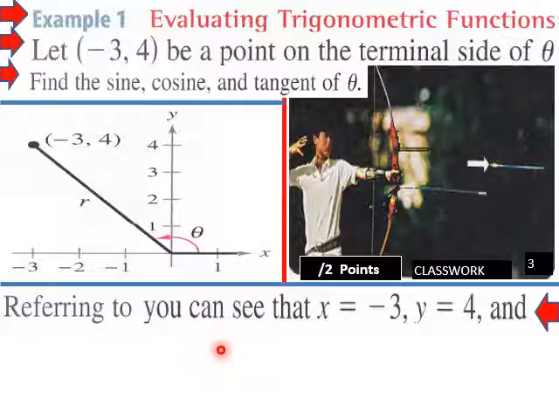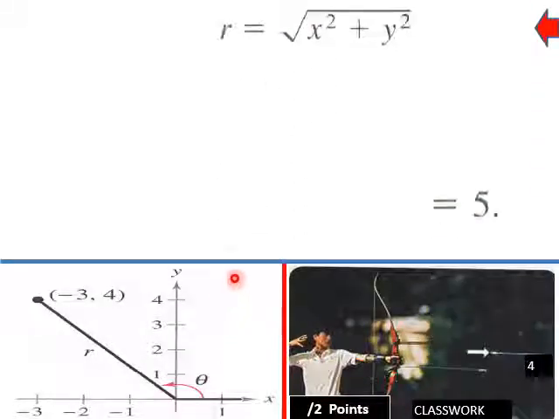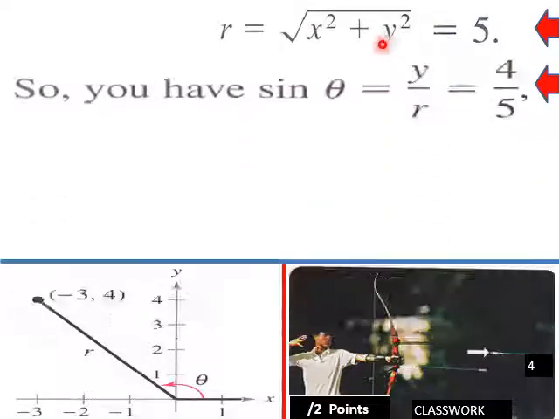Referring to this problem here, you can see that x equals negative 3 and y equals 4. And r would equal the radical of x squared plus y squared. What is this distance here is the question. So we plug in negative 3 squared plus 4 squared, which equals radical 25, and as you well know, that is 5.